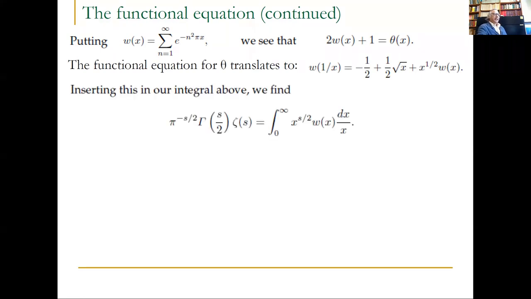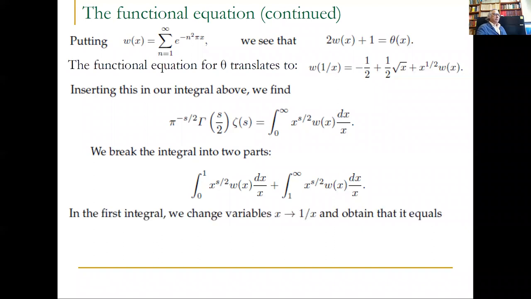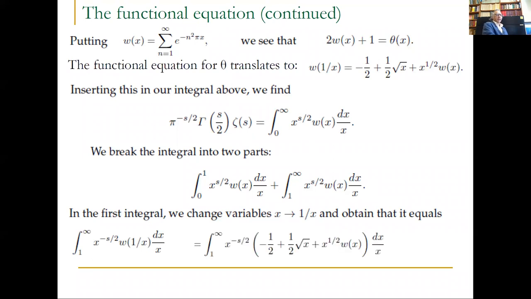Injecting that into our integral, we see that the integral can be split into two parts. Once you split the integral into two parts, in the first integral change x to 1 over x, so that the integral then becomes an integral from 1 to infinity again. And lo and behold, you get this transformation. Finally, this equals x to the minus s over 2 times these residual terms. Those residual terms contribute 1 over s and 1 over s minus 1. And then, lo and behold, you get the integral from 1 to infinity, x to the (1 minus s) over 2, w of x, dx over x.